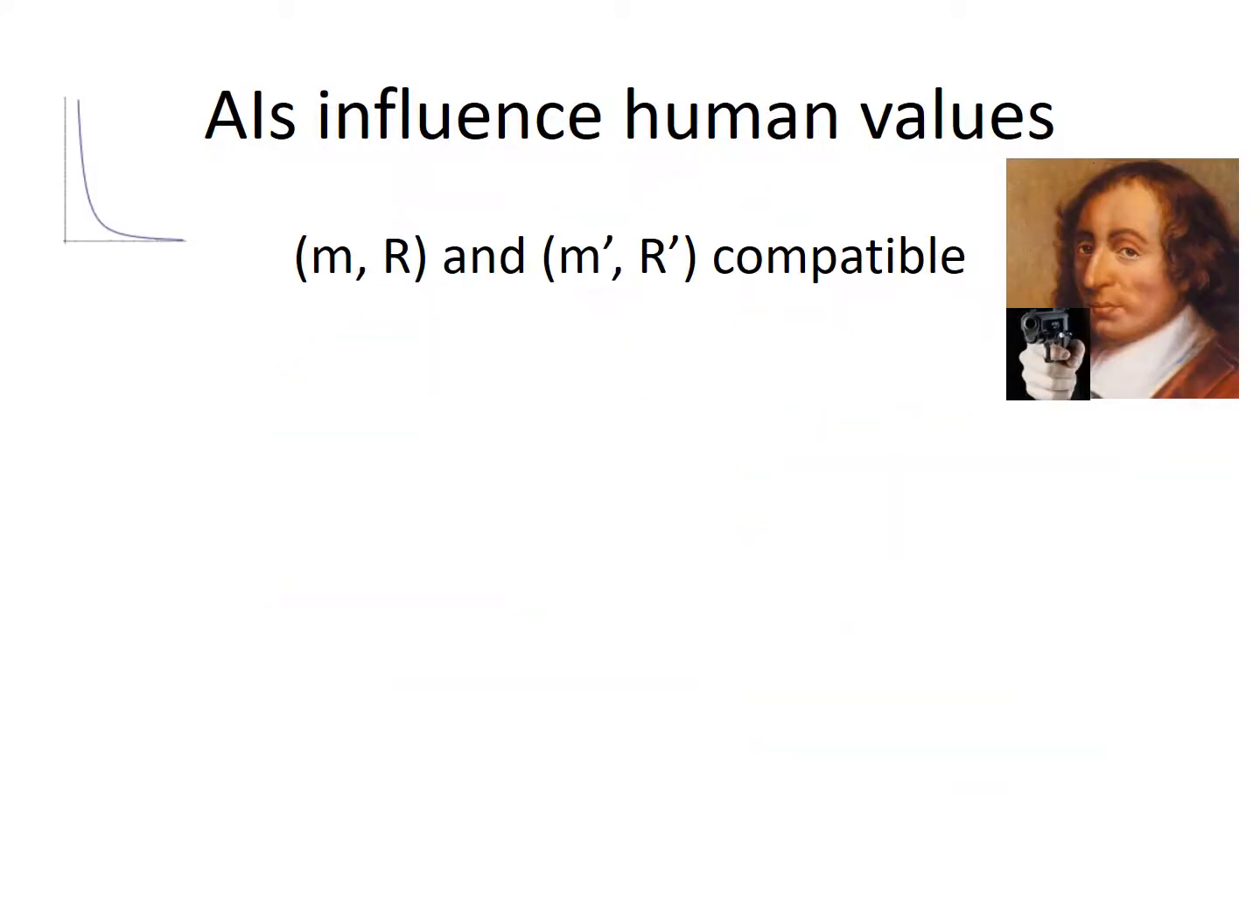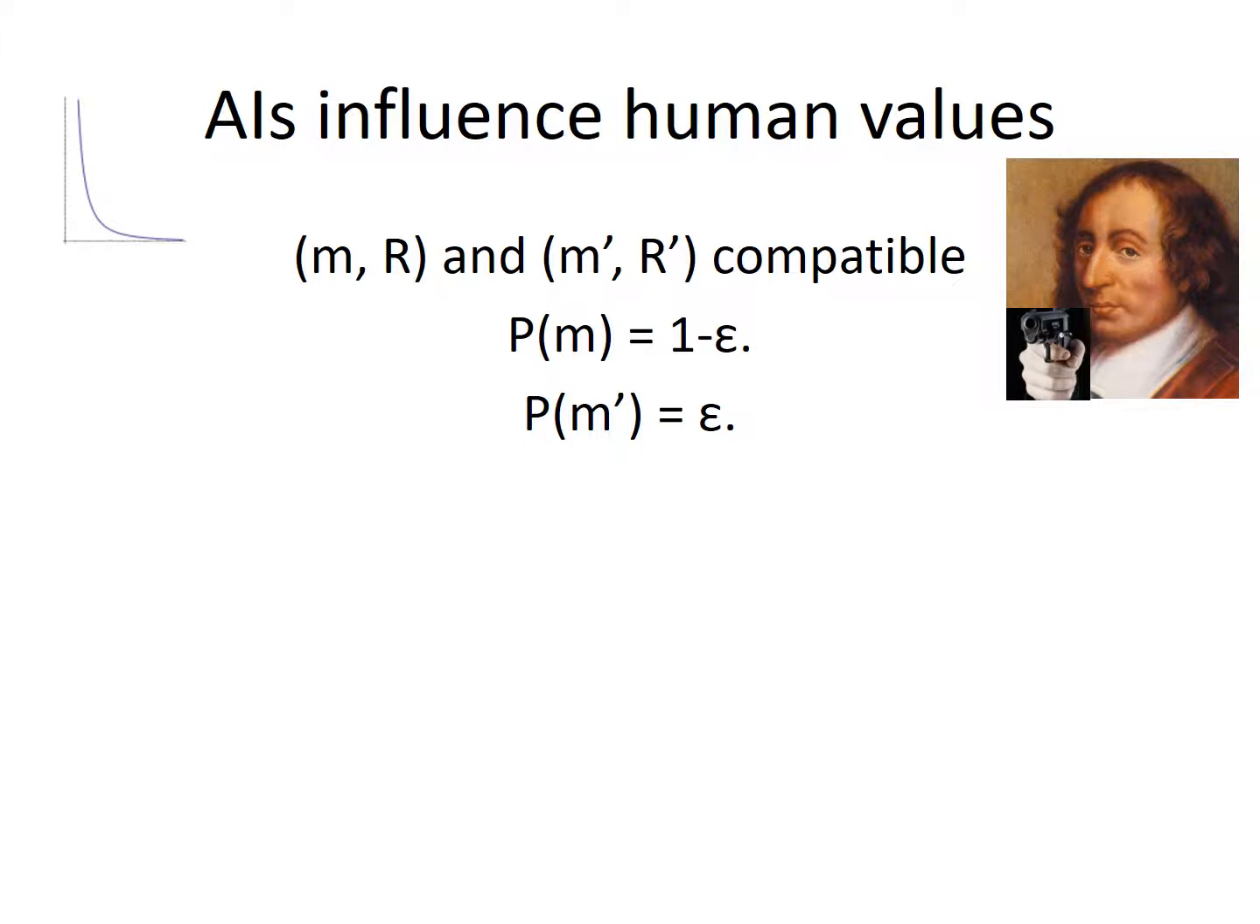The fact that the AI can influence us is a big problem, because imagine that we have two models of human irrationality and two reward functions, and they're compatible. M and R are compatible, M prime and R prime are compatible. And M prime, R prime corresponds to the AI slashing into our brain and doing something very unpleasant. Since we are proper Bayesians, we don't want to give this a 0 probability. We're going to give it some very low epsilon.